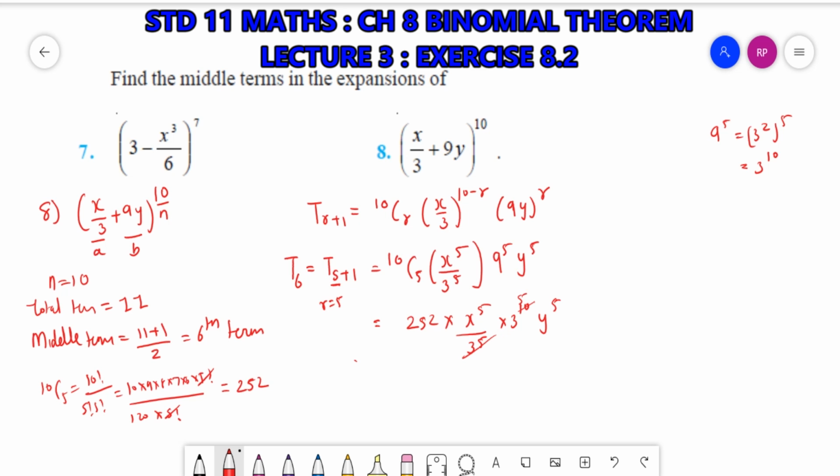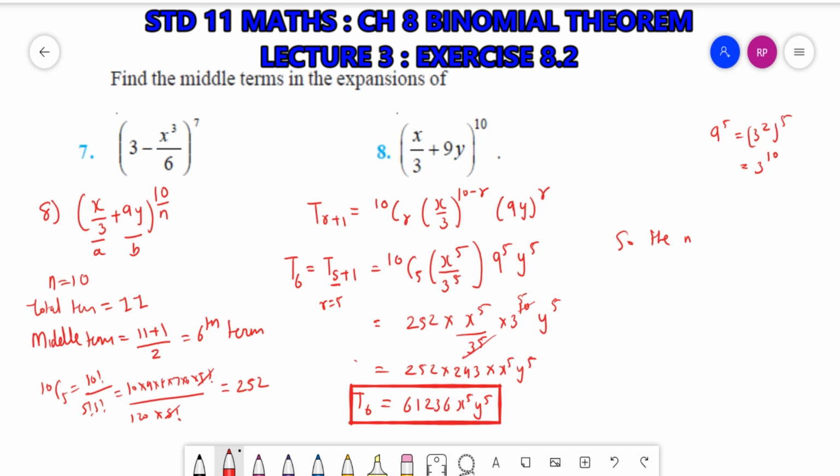Okay, now 3 raised to 5, that is 243. So T6 is 252 into 243 into x raised to 5, y raised to 5. So 252 into 243 will be equal to 61236, x raised to 5, y raised to 5. This is our sixth term and this is the middle term. So the middle term is 61236 x raised to 5 y raised to 5. Okay, so this was about question number 8. So just note it down.